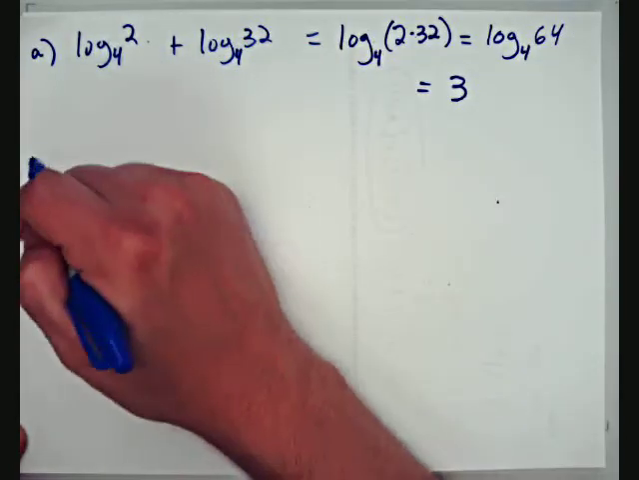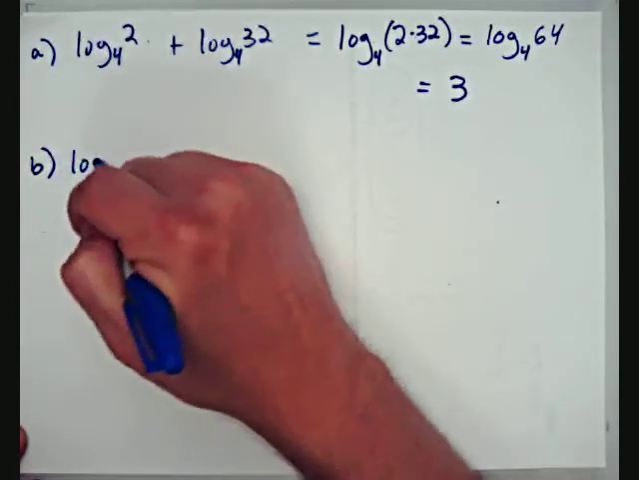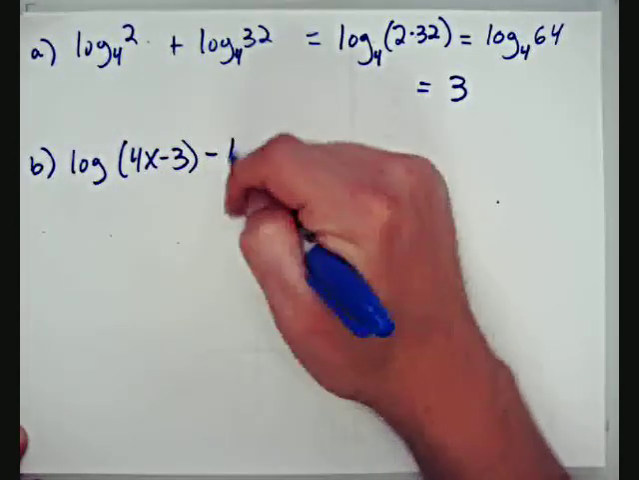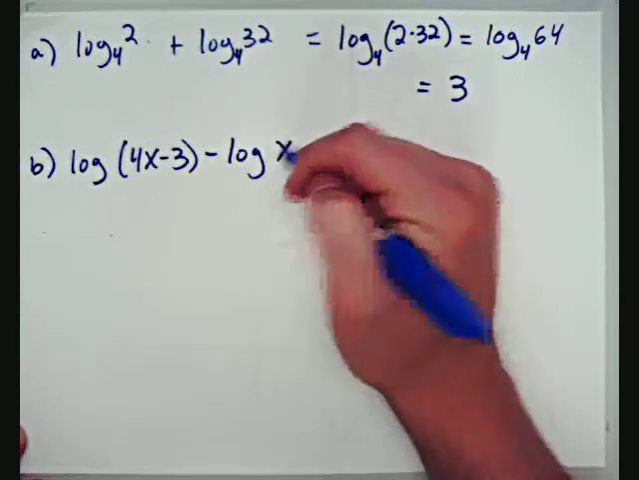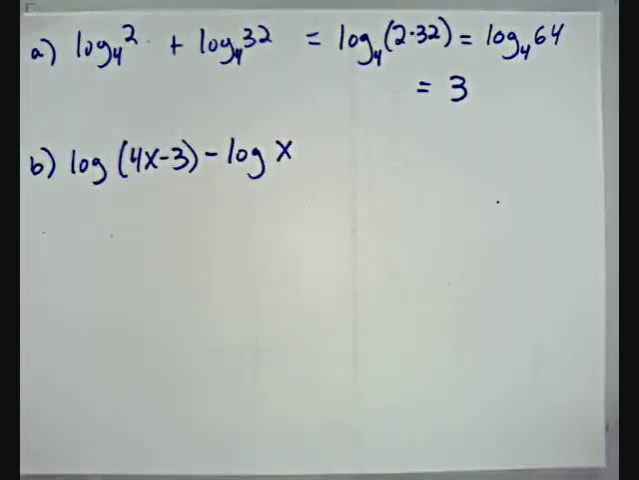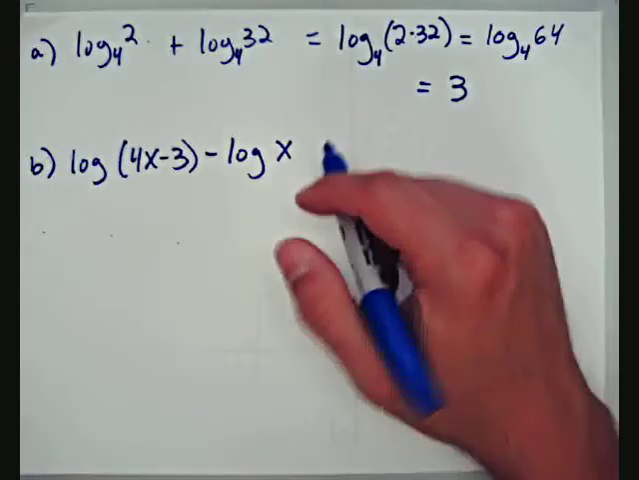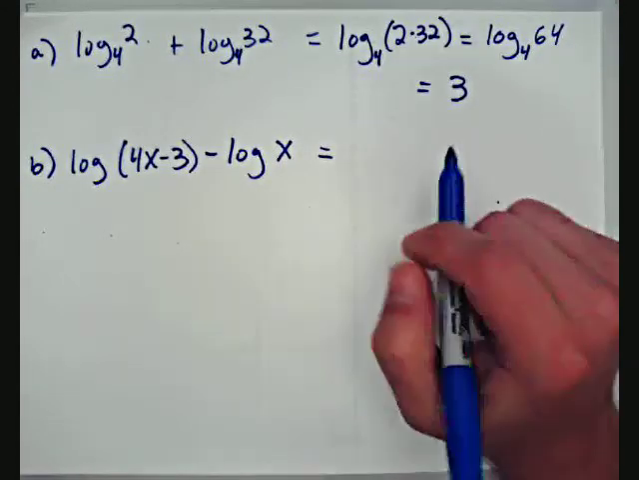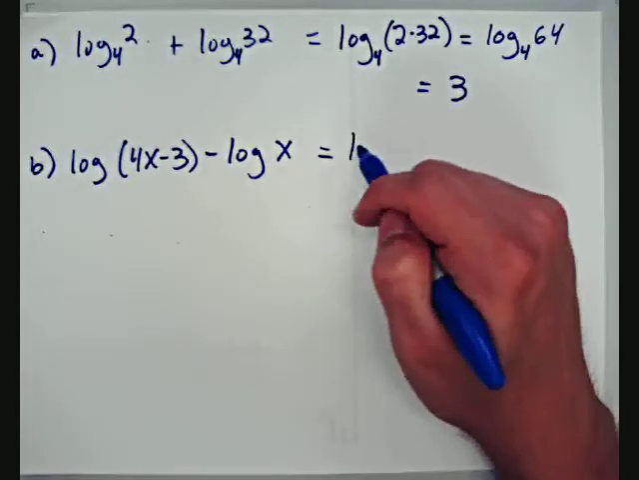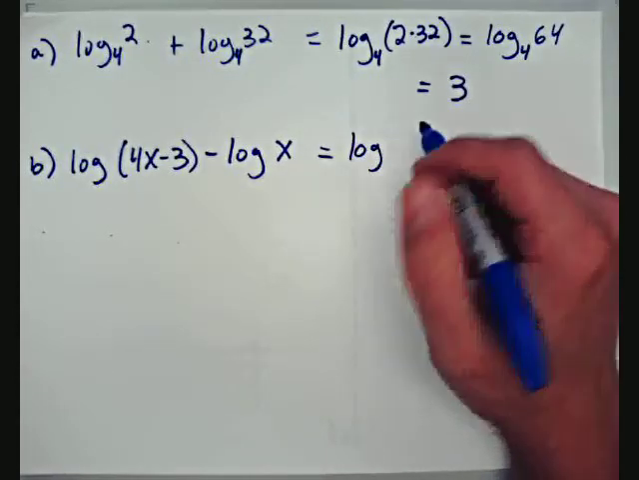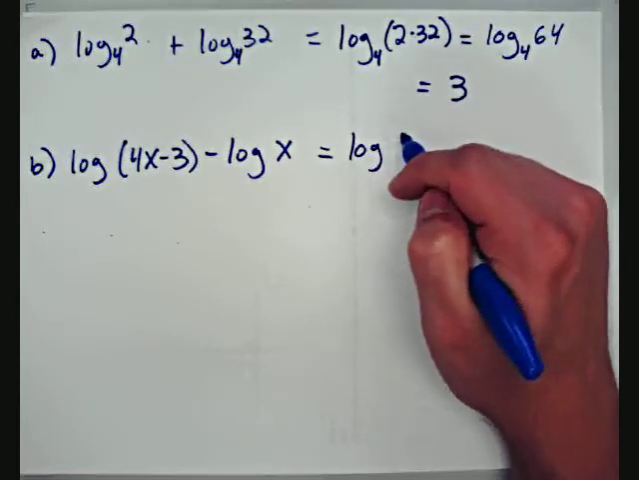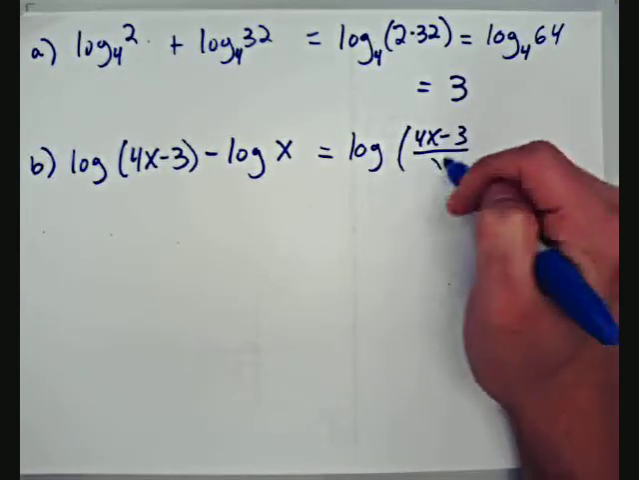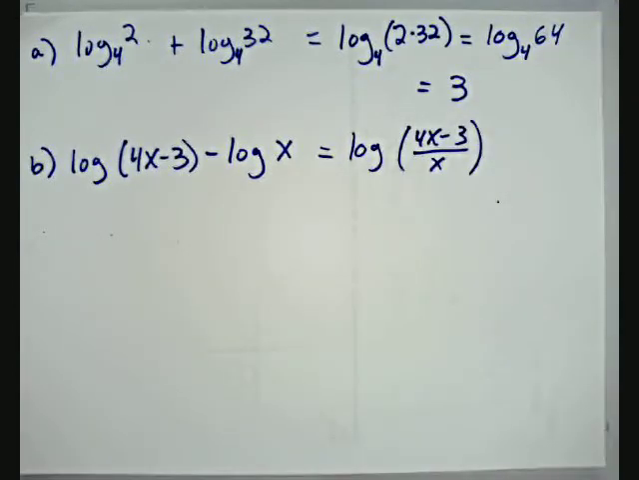Example 5b, the log of 4x minus 3 minus the log of x. So here we have two logs that are subtracted, and so the reverse of the quotient property says if you're subtracting two logs, you can combine them into one single log by dividing the inside expressions. So this would condense into the log of 4x minus 3 over x. So now one single log.